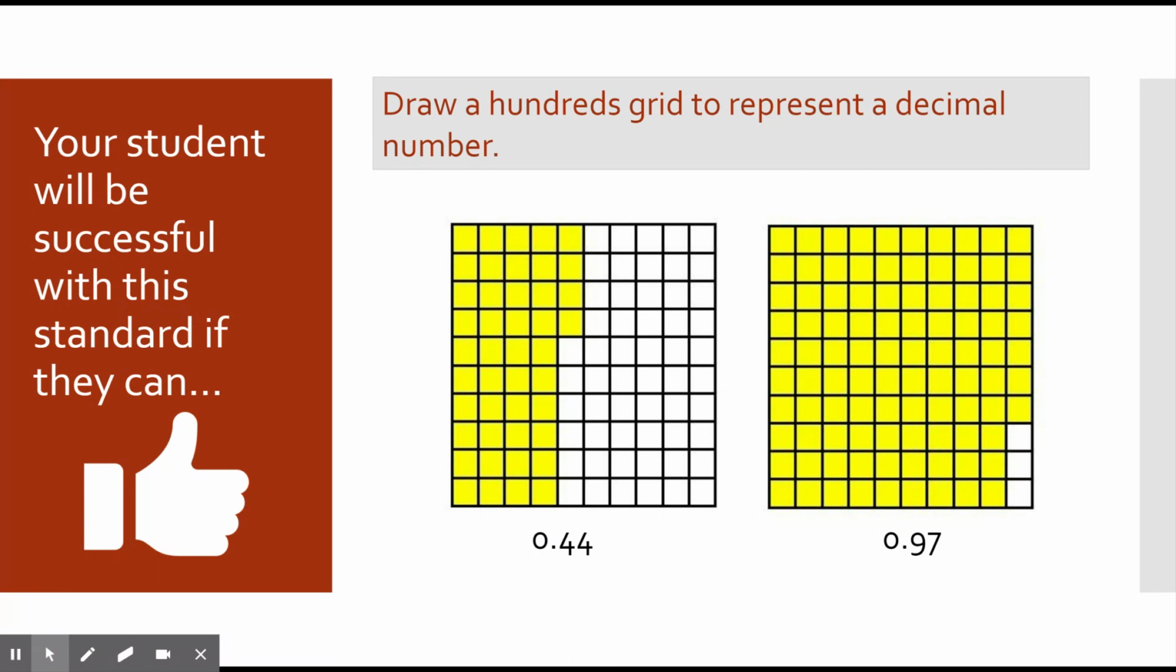Another way your student can demonstrate success with this standard is by being able to represent a decimal number on a hundreds grid. The two examples show 44 hundredths and 97 hundredths modeled on a hundreds grid. Think of the entire grid as representing one whole or $1 in the case of money, while each square represents 1/100th or 1 penny.